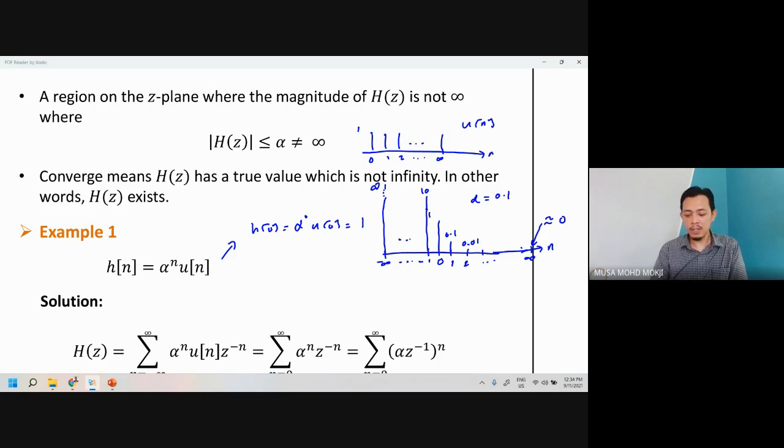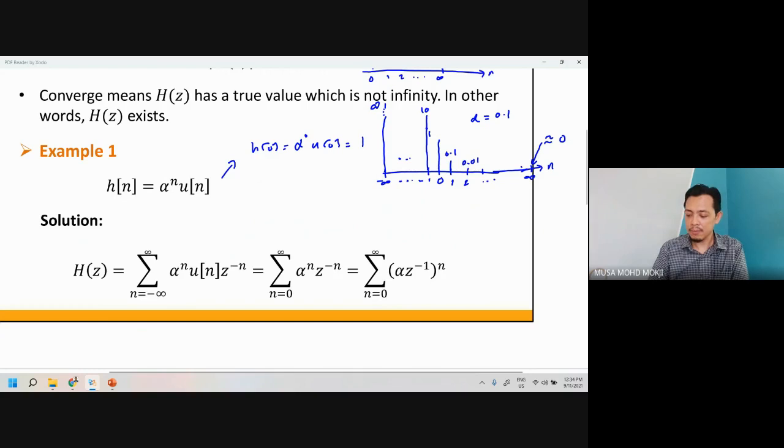But because this signal is alpha^n multiplied by u[n], you need to multiply this one by this one. So what happened? Whatever the n value which is negative, everything is 0 when multiplied by 0. So what you have is what's left. It will start at 0.